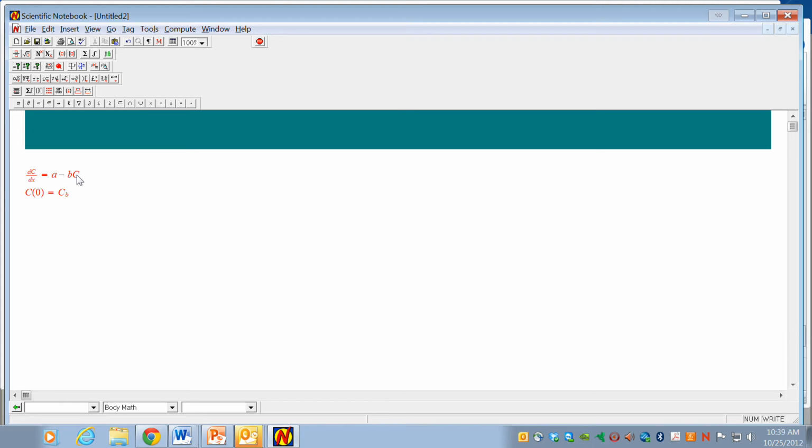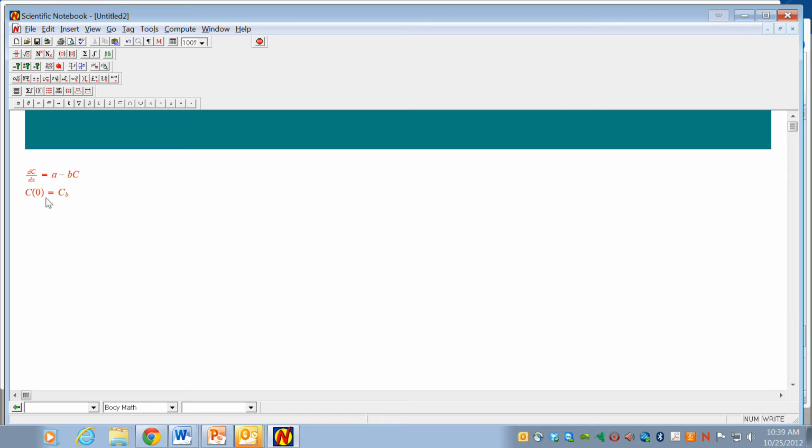So when the concentration is equal to 0, the gradient is equal to A. And then as the concentration increases, the gradient becomes increasingly negative. So that's what this equation says. It says really how the concentration is changing in space.